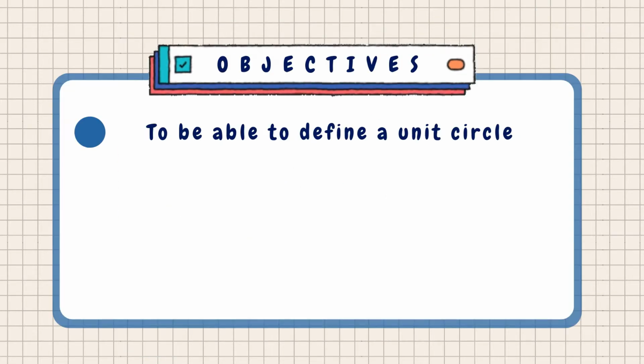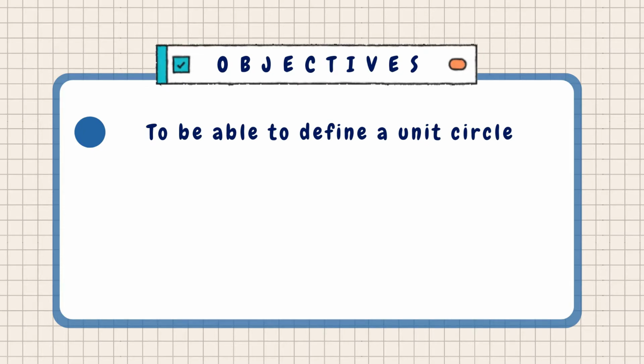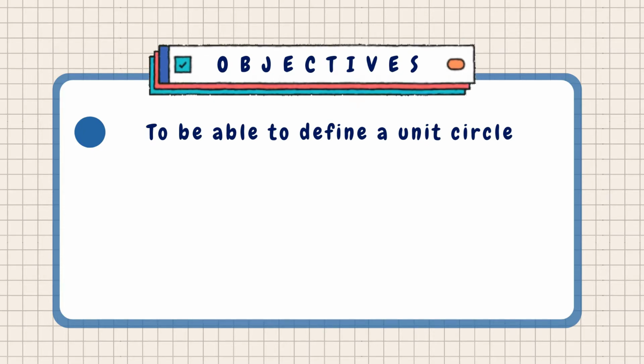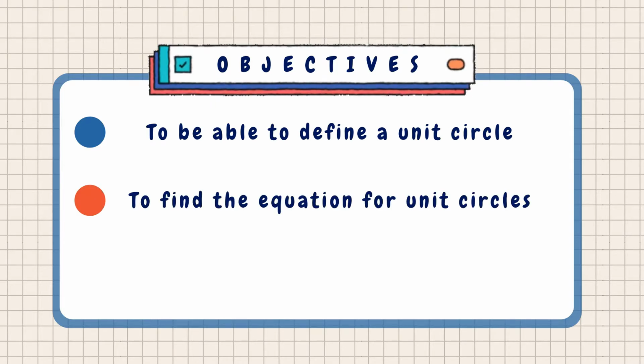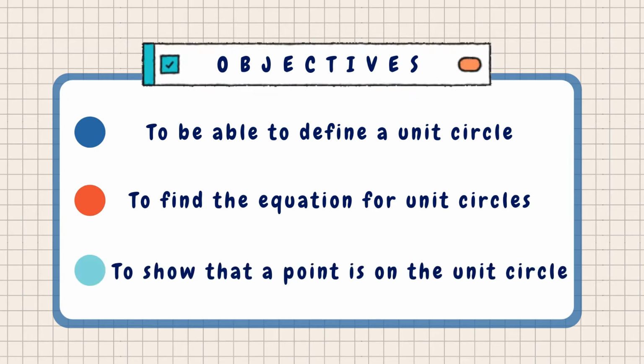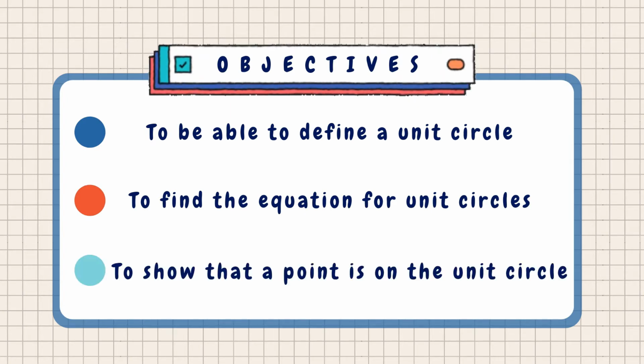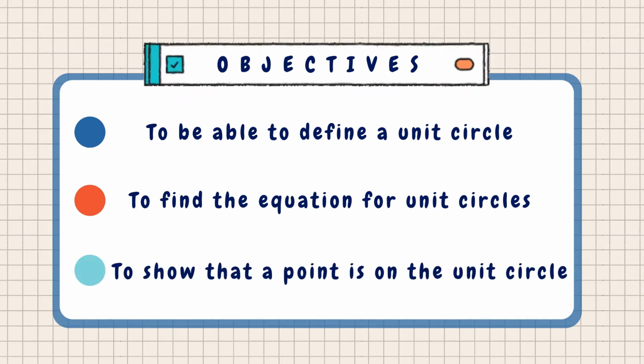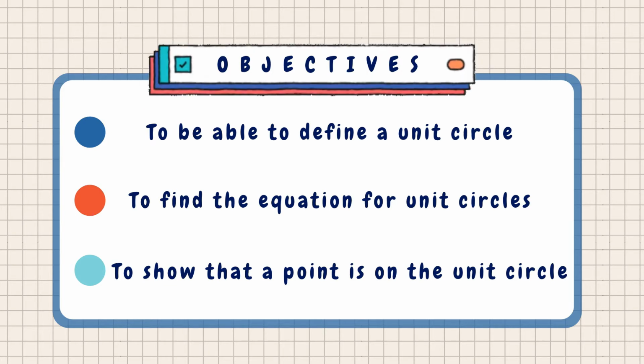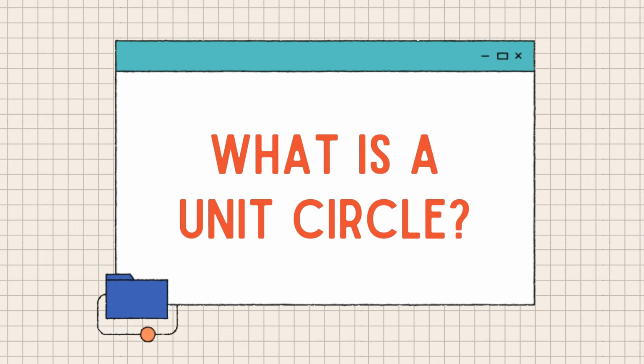We have 3 different objectives to achieve at the end of our lesson. First is to be able to define a unit circle. Second, to find the equation for unit circles. And lastly, our main objective is to be able to show that a point is on the unit circle. Let us start with this question. What is a unit circle?